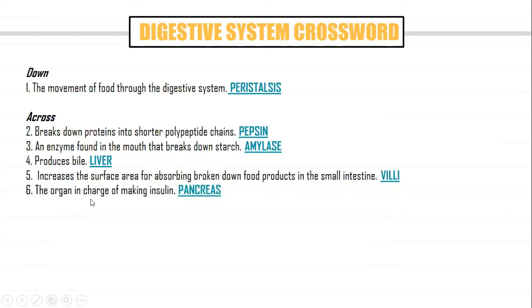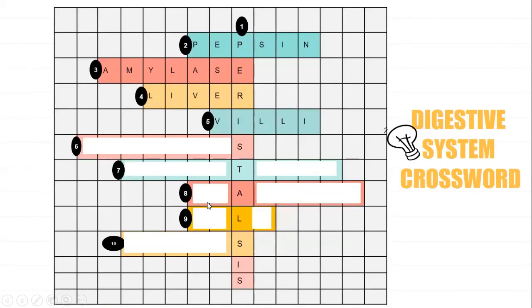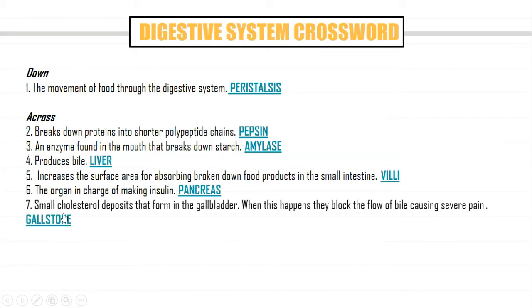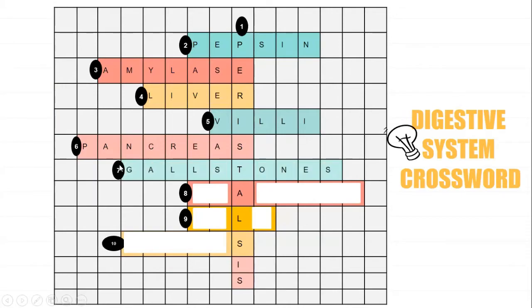Number 6, the organ in charge of making insulin. So the answer is the pancreas. Number 7, it is the small cholesterol deposits that form in the gallbladder. So when this happens, they block the flow of bile causing severe pain. So the answer is the gallstone.